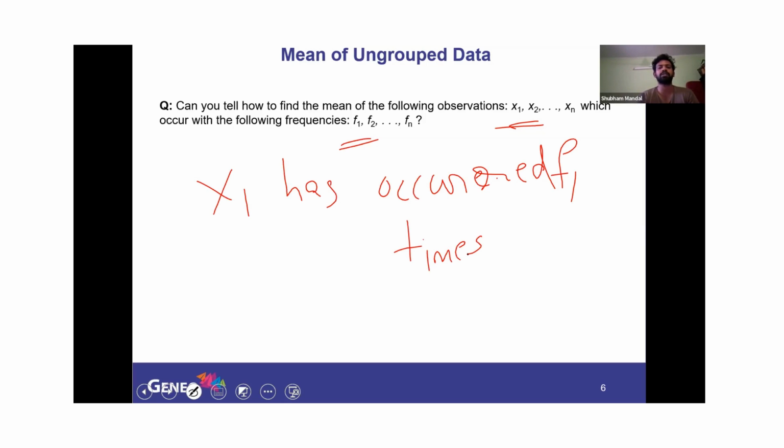Can you tell me what is the mean of this given data? This is something which you have learned in class 9. This is finding the mean of ungrouped data. If you do not know, click the Q&A button and tell me you do not know. If you know the answer, click the Q&A button and tell me the answer. Mean you had studied, right?